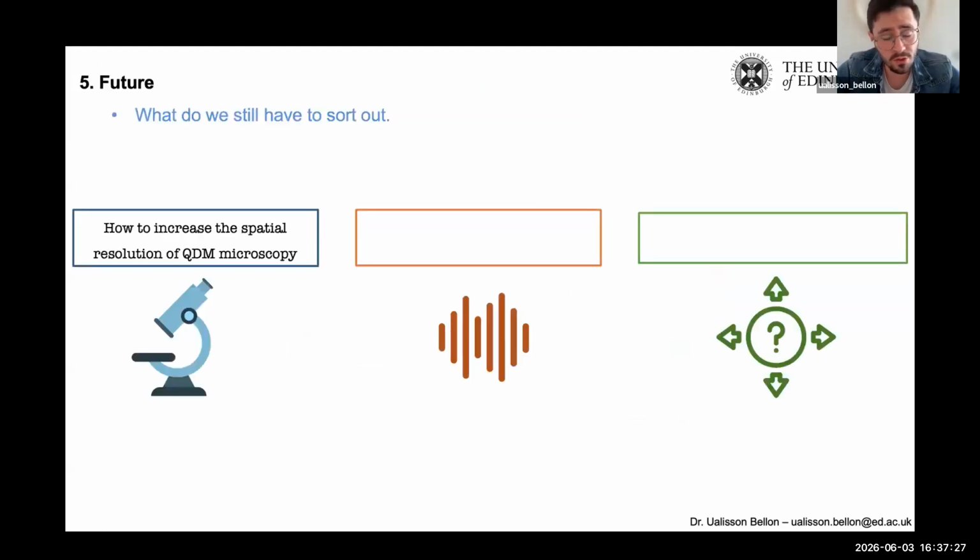Finally, for the future, the things that we still have to sort out is how to increase the spatial resolution of the QDM microscopy. Up until a few months ago, it used to be a micron or a bit more than a micron, and we need much, much more if we want to see the smaller things in detail. But I've heard that Utrecht are now getting to much smaller resolutions, up to 0.6 microns. So we need to keep improving that.